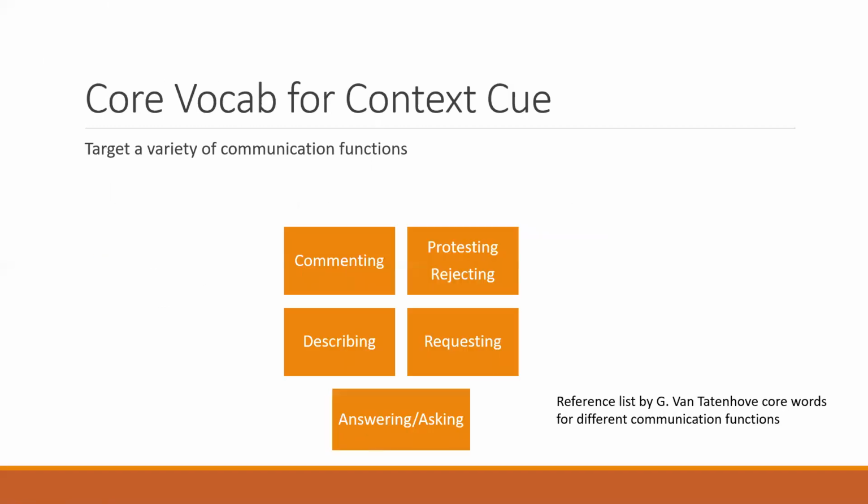Okay, so with a context cue communicator, we have a good foundation here. Individuals can request, so we begin to think about a variety of different communication functions. So not only requesting, but we'll see commenting, protesting and rejecting. We want to give these users an opportunity to describe, answer, and ask questions. And you'll see there's a reference list by G. Van Tantenhove with some core words for different communication functions to give you some food for thought.